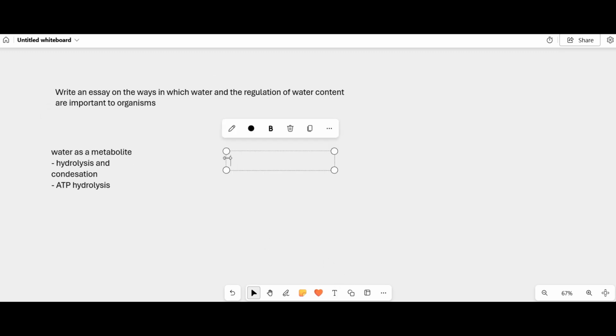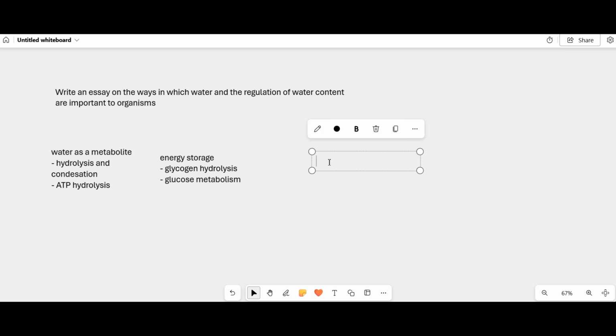Now, second thing you could talk about, yeah, is energy storage, yeah. So what things constitute energy storage, yeah? Obviously, glycogen, yeah. Obviously, glycogen hydrolysis, that's gonna be inside energy storage, yeah. It's gonna use water to obviously hydrolyze glycogen into glucose and that, yeah. And then again, glucose metabolism, yeah. Alright, cool. So that's the two things there, yeah. Alright, cool. Safe, yeah. So that's that, yeah.